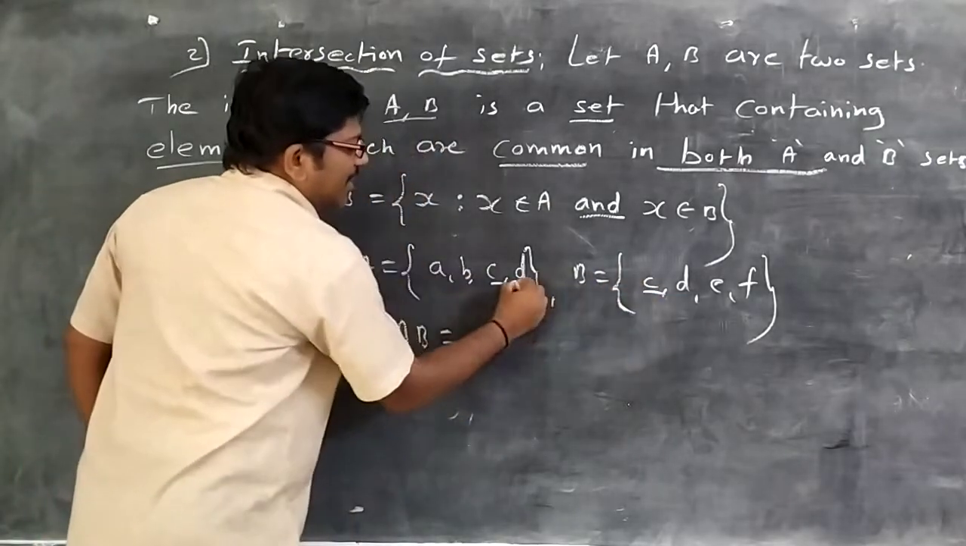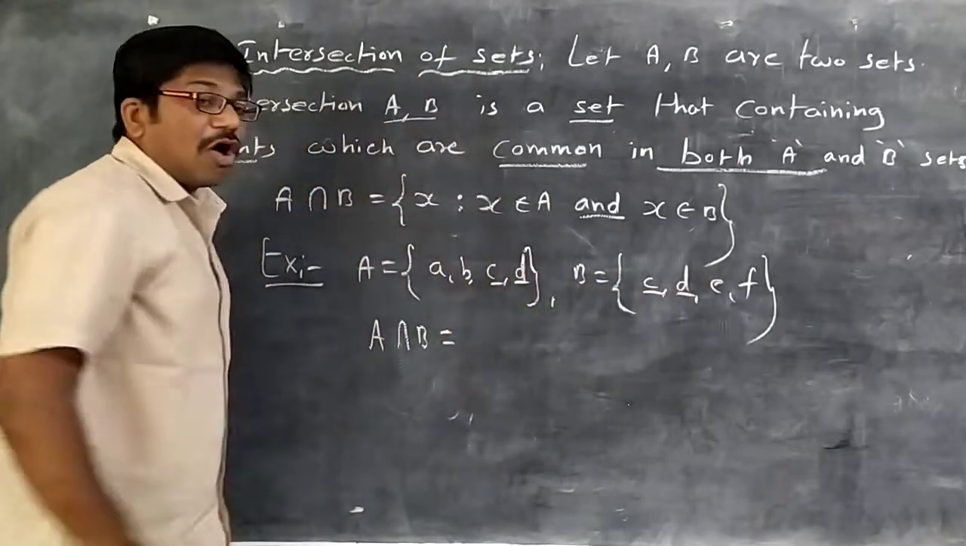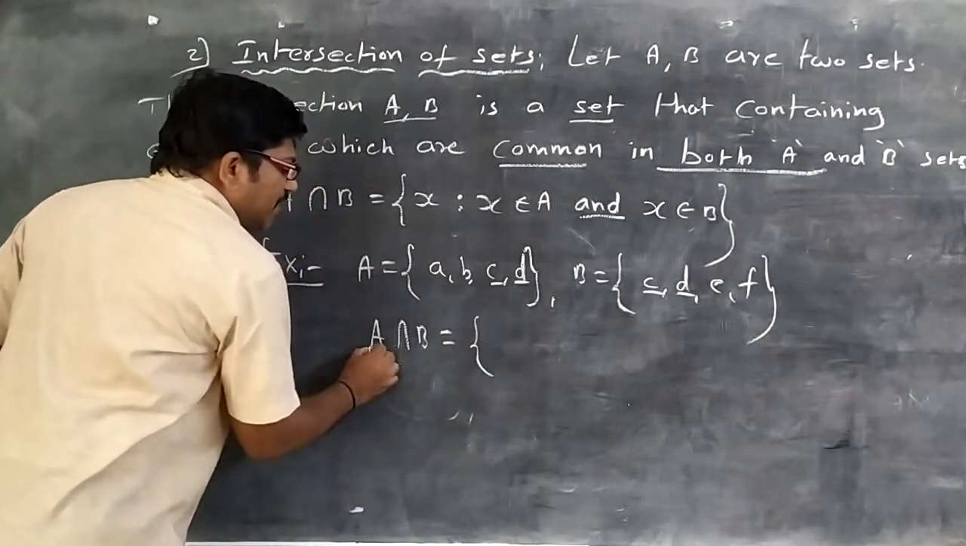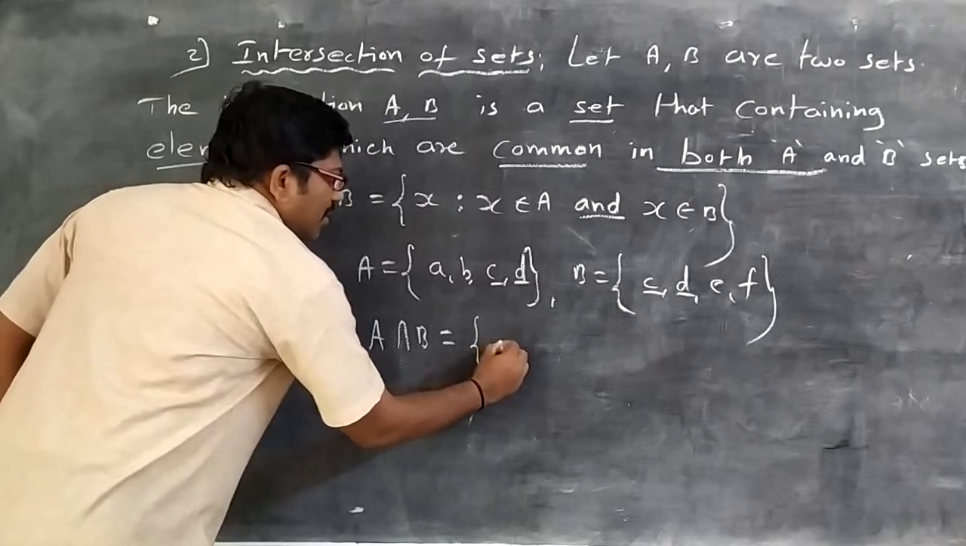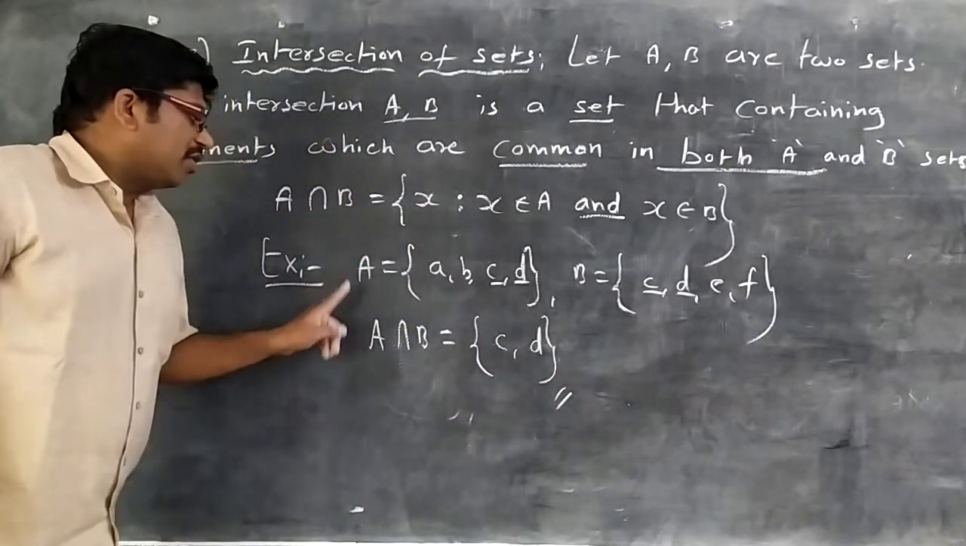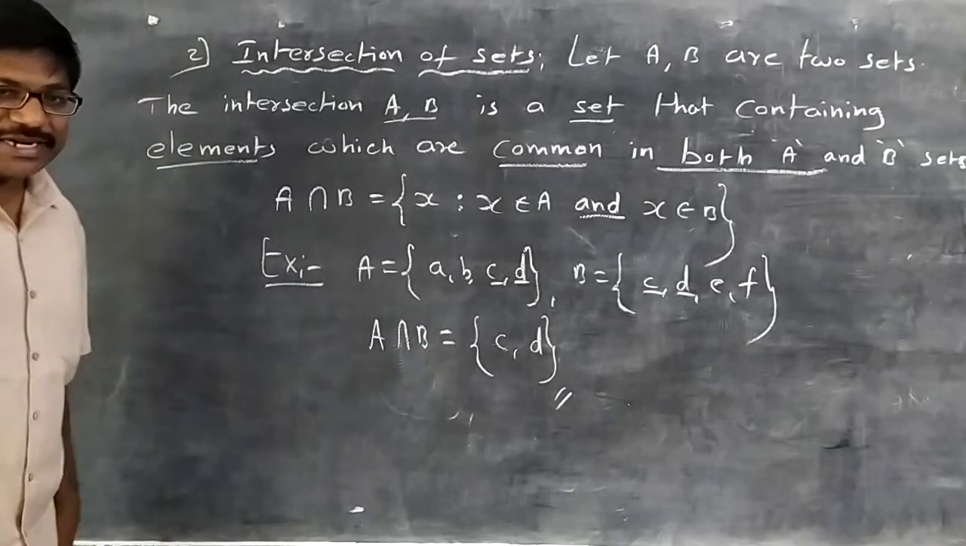C and D are common elements in both sets. So the intersection of A and B is {C, D}. This is the intersection of A and B sets.